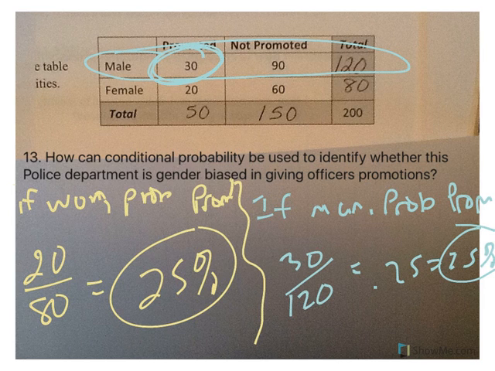So you can't necessarily look at raw numbers because it depends on the total. Here you can see our totals are different. Because the totals are different, that's going to create differences in the promoted. We have more men total, so it makes sense that more men would be promoted. So sometimes you've got to look at proportions or probabilities in order to really be able to compare accurately.